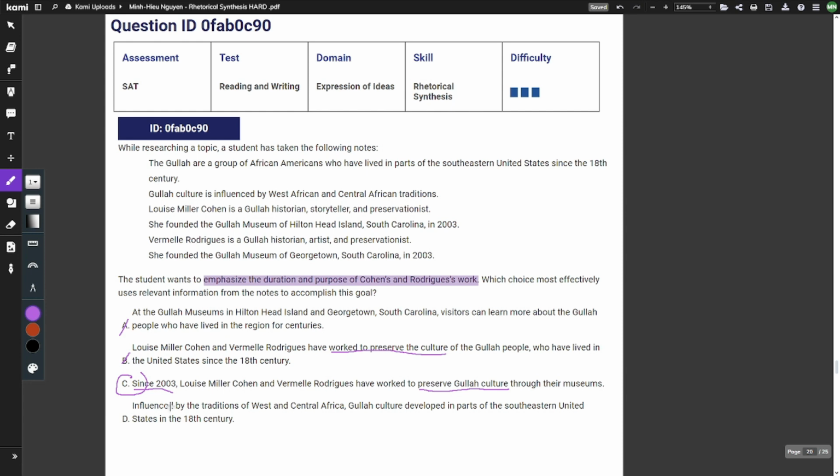And then D, influenced by the traditions of West and Central Africa, Gullah culture developed in parts of the southeastern United States in the 18th century. So this one talks about how this culture developed, but once again, just like A, it doesn't even mention these people's names, let alone their duration and purpose. So C will be our answer because it gives you the duration since 2003, and the purpose, which was to preserve culture.